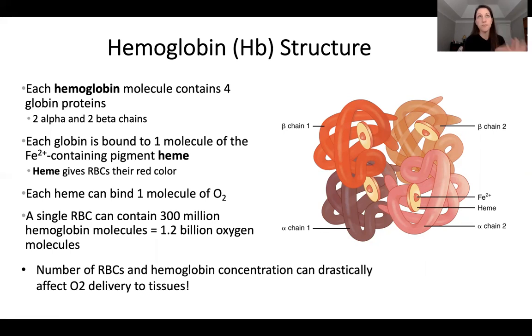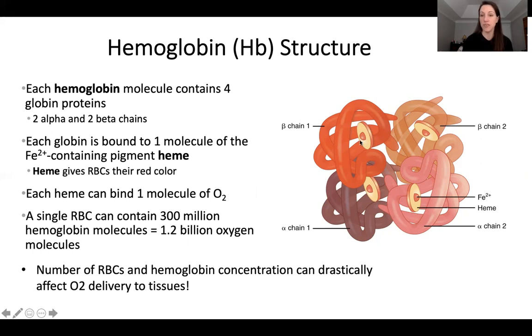And you may recall that certain proteins have to reach what we call the quaternary level of protein organization, which means you've got multiple polypeptide chains that are interacting with one another in order to be fully functional. So in the case of hemoglobin, you've got 4 polypeptide chains interacting. You've got alpha chain 1, alpha chain 2, beta chain 1, beta chain 2. So those are your 4 globin molecules that are going to interact together. And each globin has one molecule of heme bound to it.